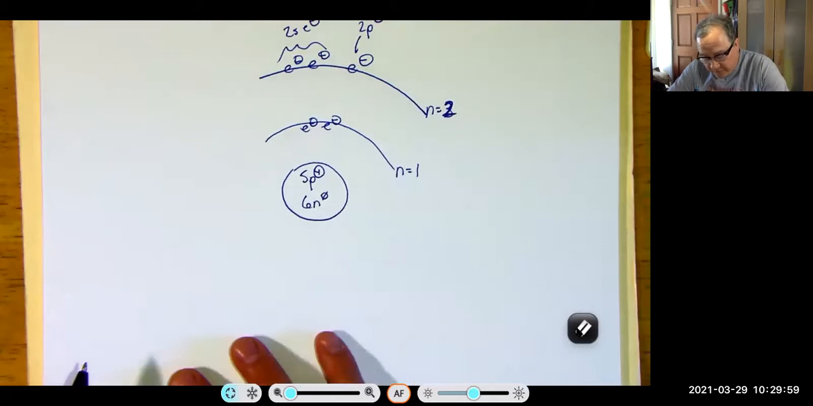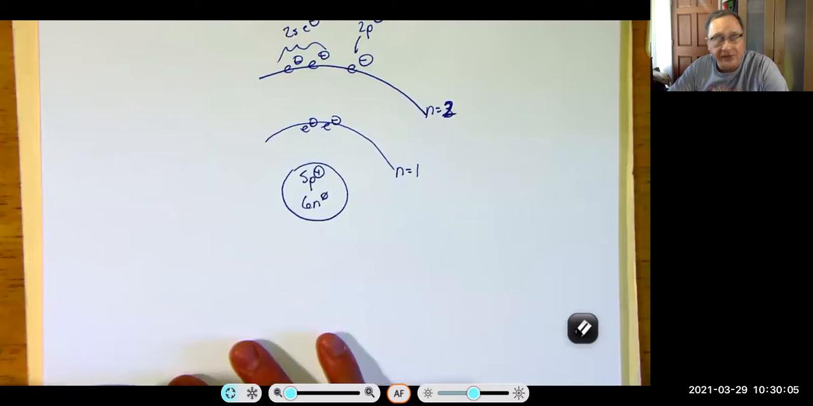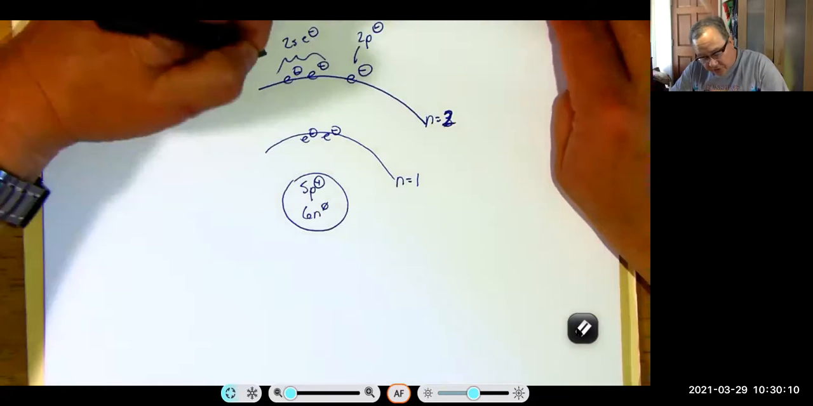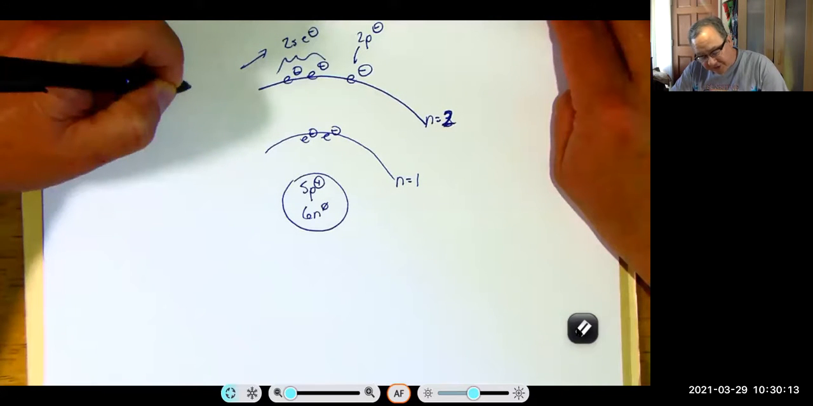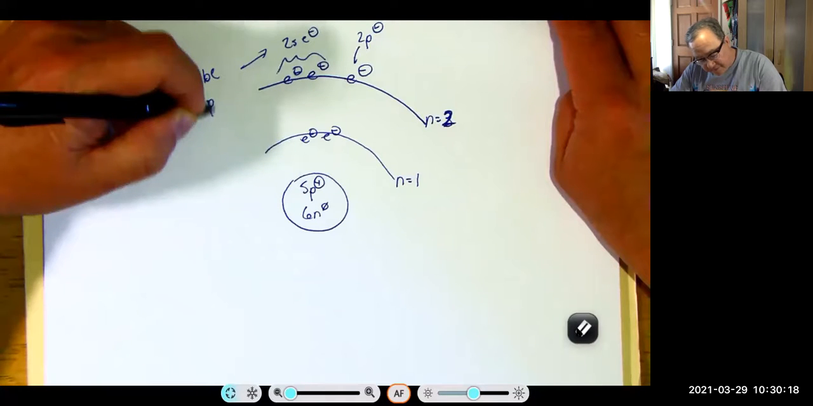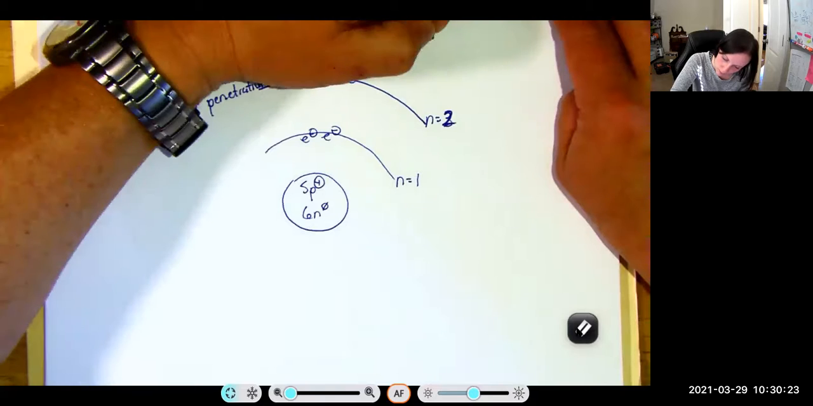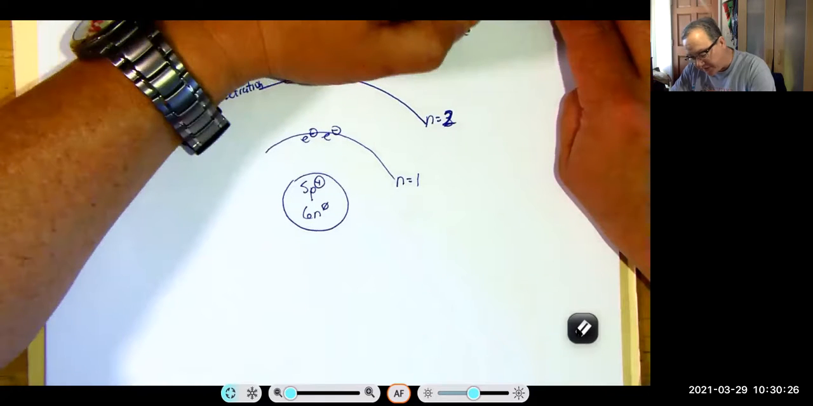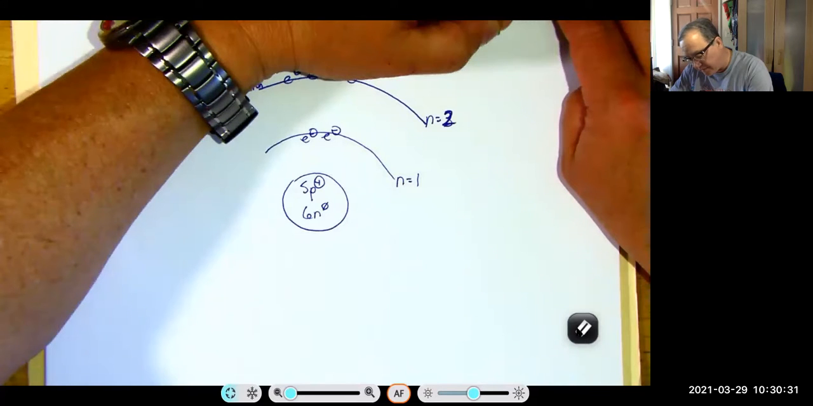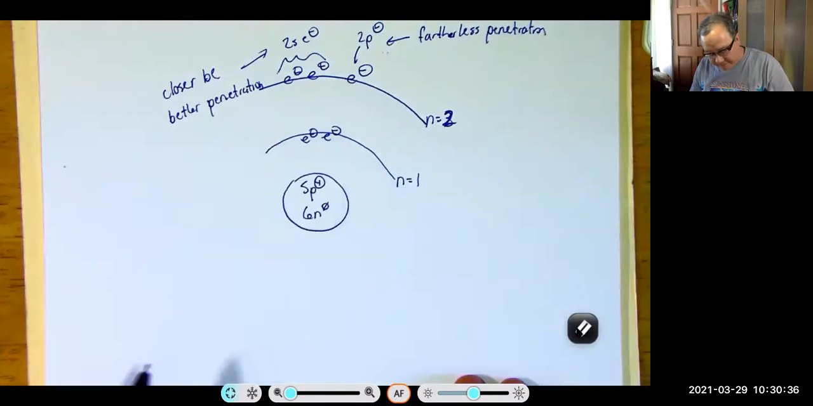Okay? Now, which of these electrons on average is closer to the nucleus? The 2s or the 2p? 2s. Right. This is closer because of better penetration. This is farther because it's less penetration. Okay, so we're just going to look at one of these 2s electrons, just one of them.